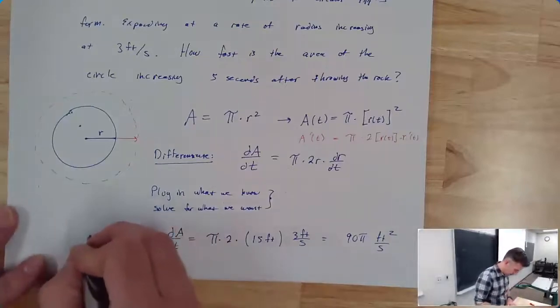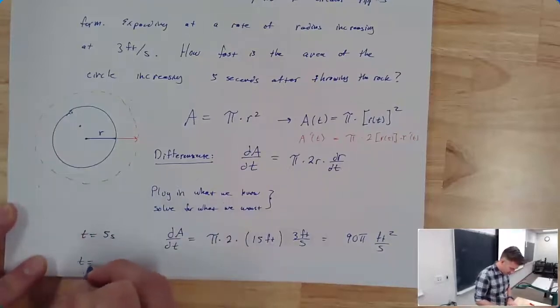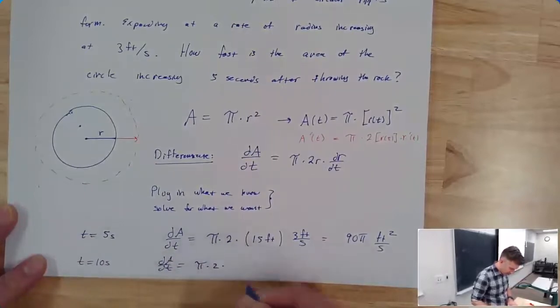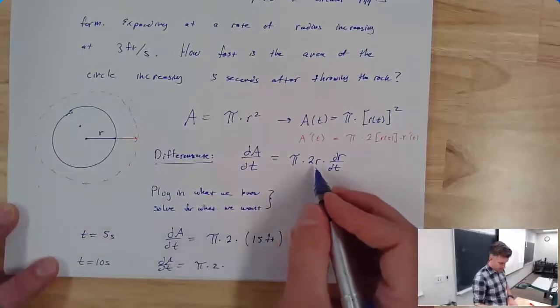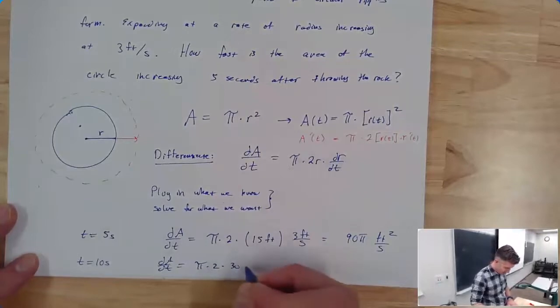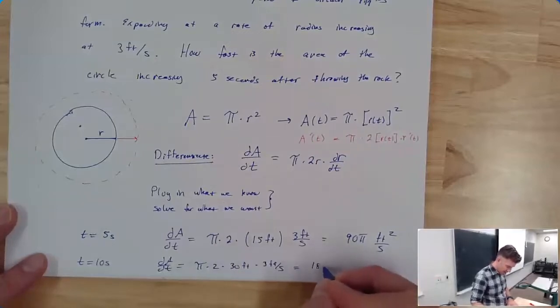So this is for after 5 seconds. But if we let it go for 10 seconds instead, the area would be increasing at pi times 2 times... well, instead of, oh, sorry, the 2 is already there. Instead of 15 feet, the radius would be 30 feet times still 3 feet per second. That's going to double that and end up getting 180 pi feet squared per second.